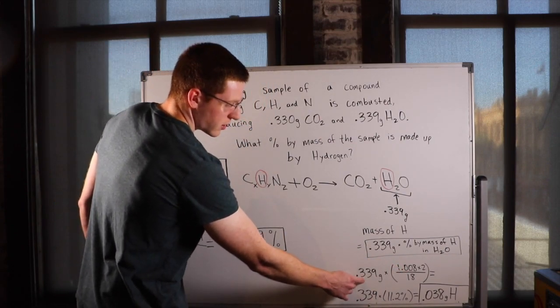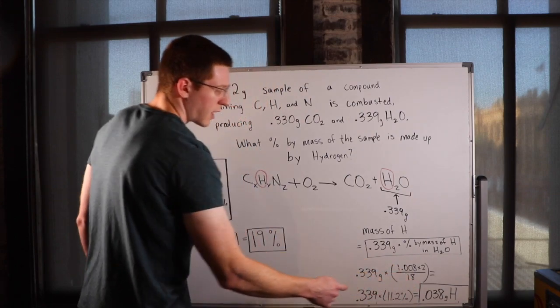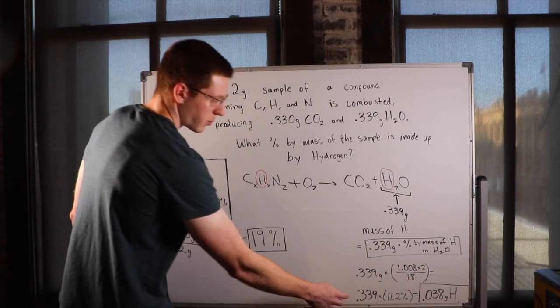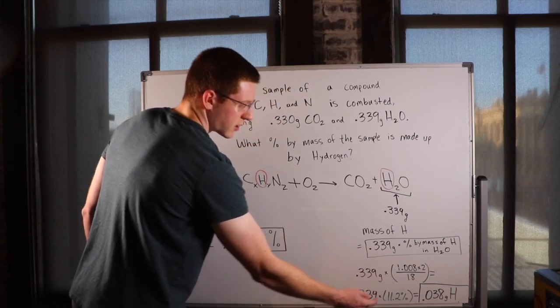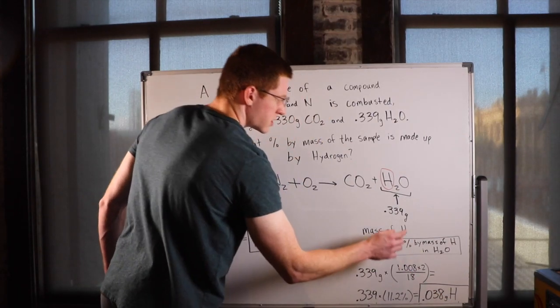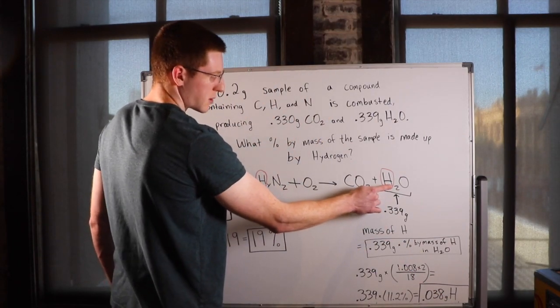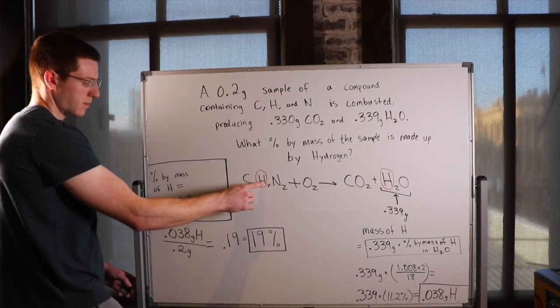So then we'll say 0.339 times that percentage is going to give us the mass of hydrogen in this sample of water. So 0.339 grams times 11.2%, which is what this came out to be, gives us 0.038 grams of hydrogen. So since we ended up with 0.038 grams of hydrogen, we must have began with 0.038 grams of hydrogen.